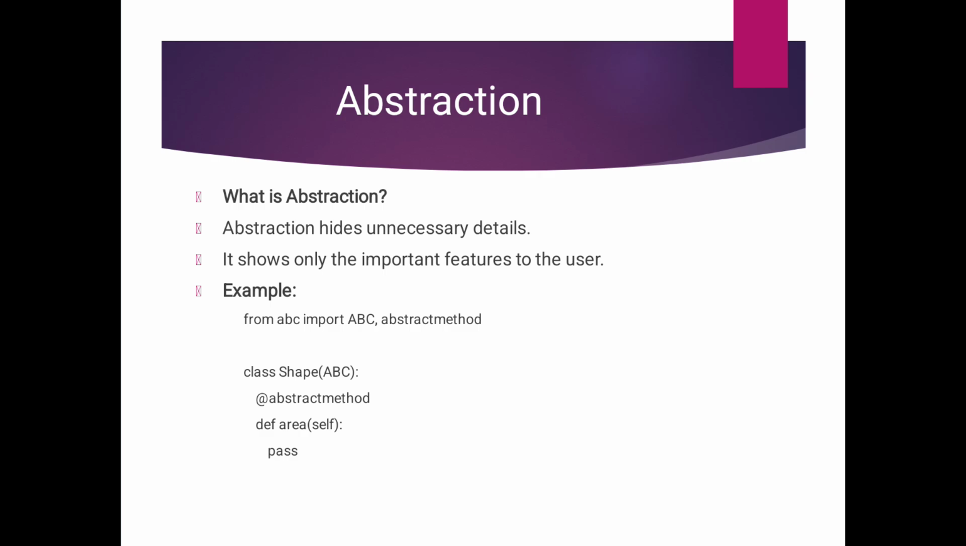Here we import ABC and abstractmethod from the abc module. Shape is an abstract class. The area method is declared as an abstract method, so it has no implementation. Any class that inherits from shape must provide its own implementation of the area method. This is abstraction because the abstract class defines what should be done, while the child class defines how it should be done.